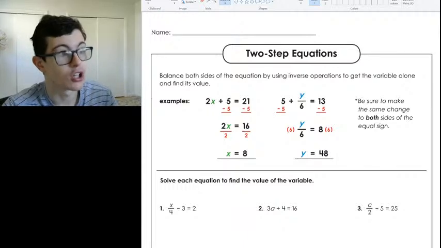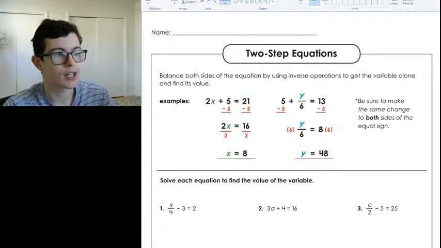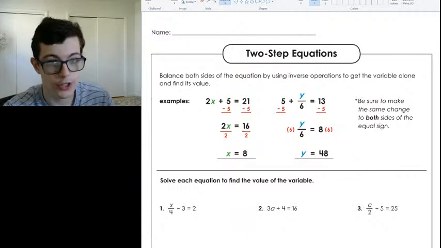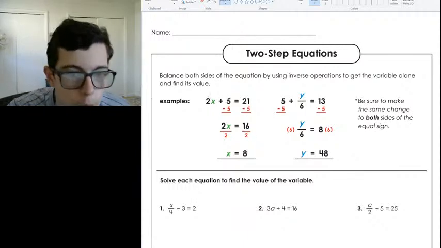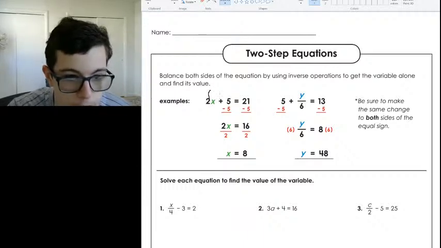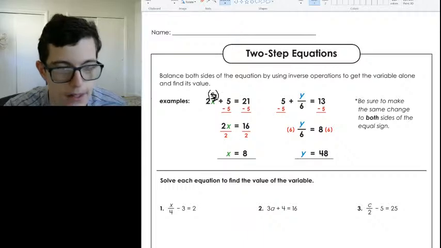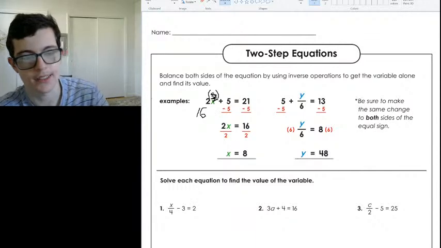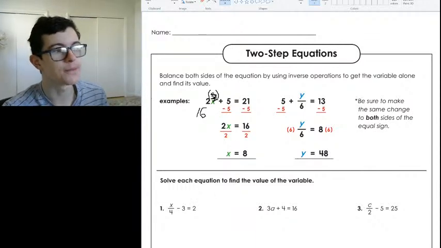Now, since we want to get our x alone, our variable isolated, what is the inverse operation of multiplication? Well, that's just division. So we're going to divide both sides by 2 to get x equaling 8. To test our solution, we can substitute it in. We multiply 2 by 8, because 8 is our variable. 2 times 8 is 16. Then 16 plus 5 is 21, so our variable rings true.